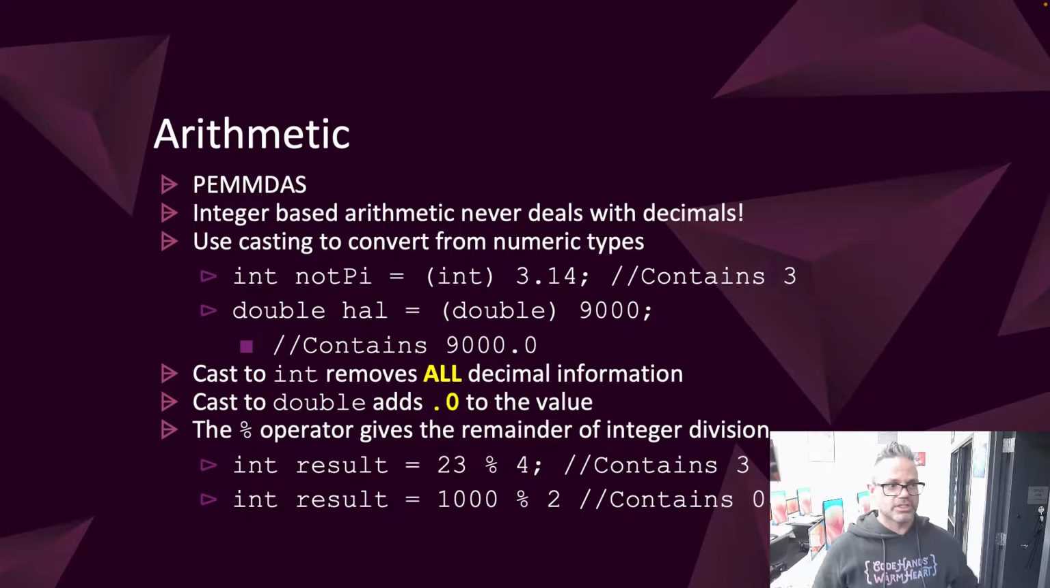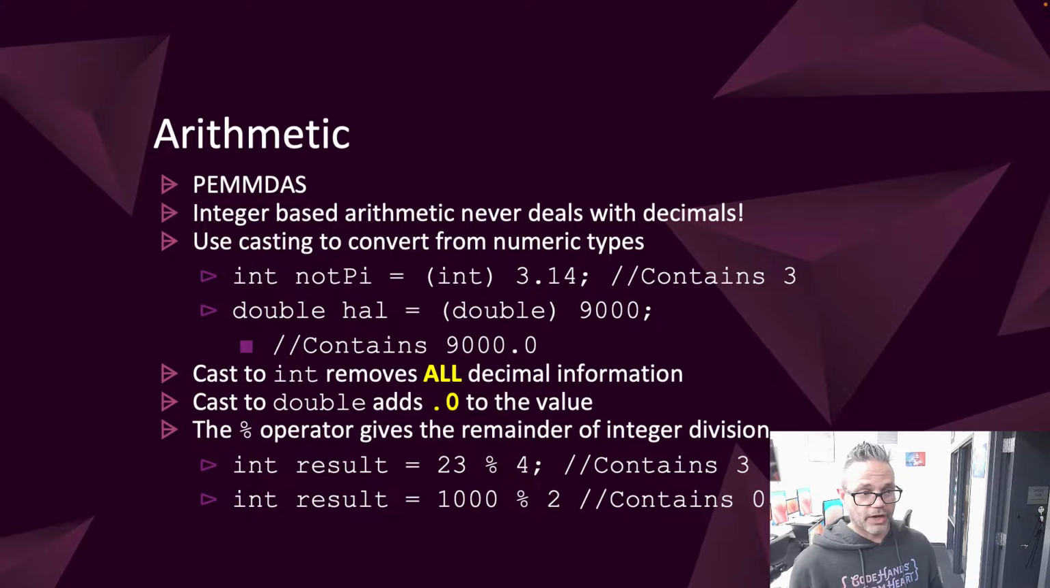None. They don't exist. So we use casting when we want to convert numeric types. So int, not pi: I'm going to use parens around the data type int, take 3.14, cut the decimals off, and now I have 3. I'm going to say double HAL is, I'm going to take the value 9000, turn it to a double, and now HAL has 9000.0. When you're casting from numeric types, casting to an int will remove all the decimal information. It doesn't round, it just drops it off. So if it's 3.999999, it becomes 3. When I cast to a double, it adds 0.0 to the value. So it just appends 0.0 to that numeric value.